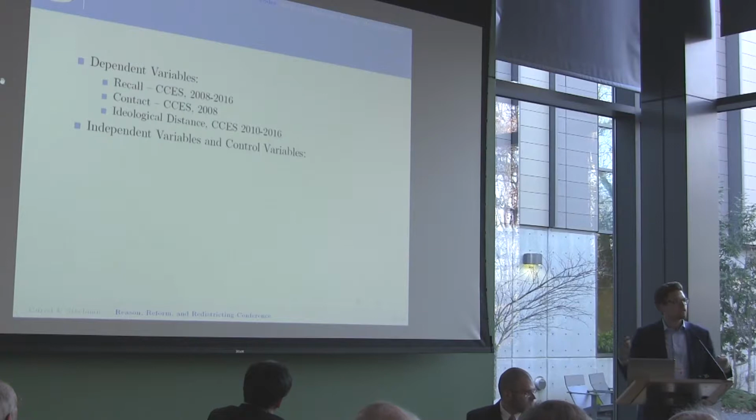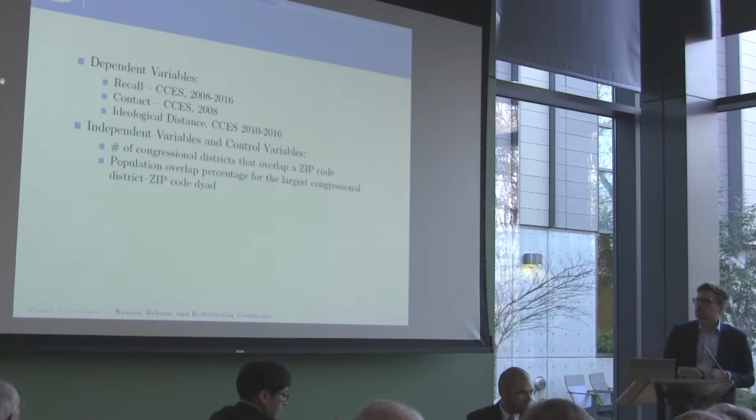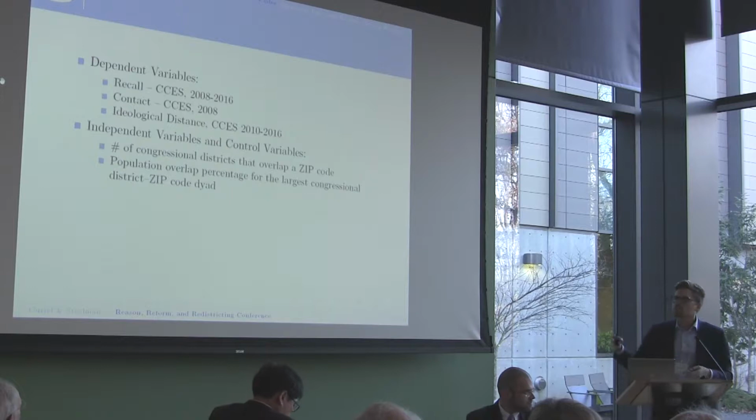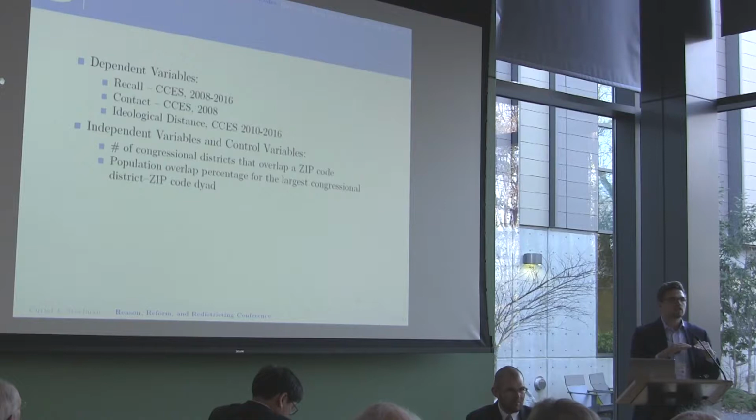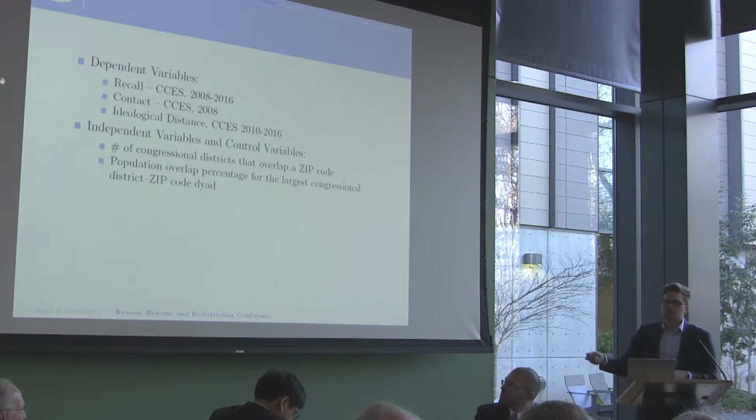So we were able to get a sense of the distance that these individuals perceive between themselves and their own member. In thinking about zip codes, our analysis included two measures of zip code violation. First, we asked simply, what is the number of congressional districts inside of each zip code? And secondly, we measured the population overlap between a zip code and its largest congressional district. Even if a zip code is split between two districts, if one district takes up 90% of the population, we would expect less of an impact than for a zip code shared equally between, let's say, three congressional districts. And then, consistent with social science practice, we include some other controls.